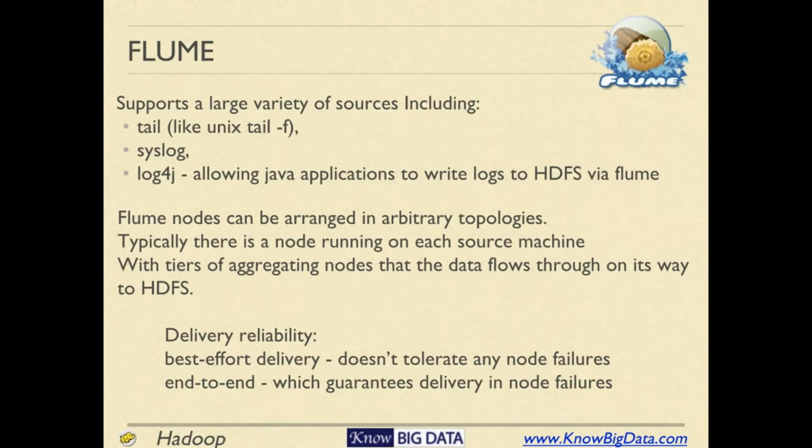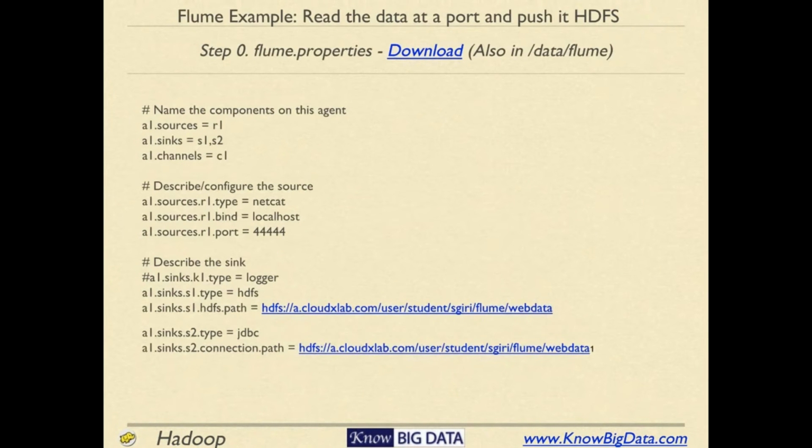Okay, so by arranging these things in a topology, you can build various kinds of delivery reliability: best effort, meaning it does not tolerate any node failures, and end-to-end, which guarantees delivery despite node failures, by using parallel and sequence. So I'm going to give you a demo of a node agent. We'll produce some data, and the Flume agent will take the data and push it to HDFS continuously.